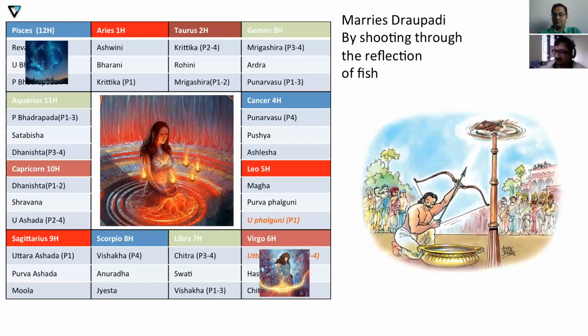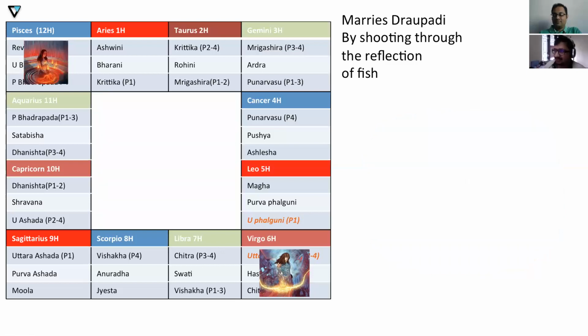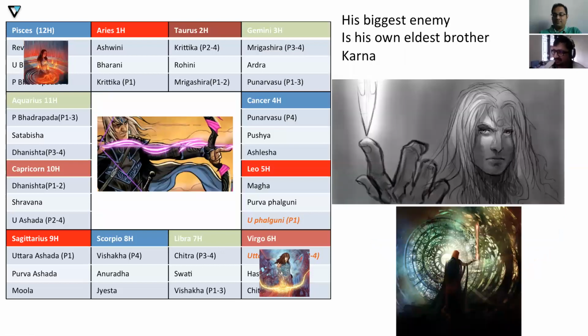So that's one thing. And the next slide I was going to show was that his biggest enemy is his own eldest brother, Karna. So Karna was his greatest competitor, and a competitor would again be the sixth house. So the sixth house from Virgo is Aquarius, and Aquarius is the natural sign of the eldest brother. So it's as if his biggest enemy was his own eldest brother. So that is one way you could say it.